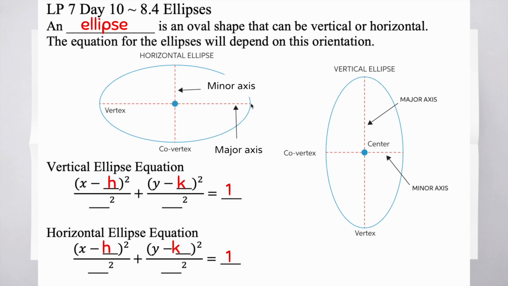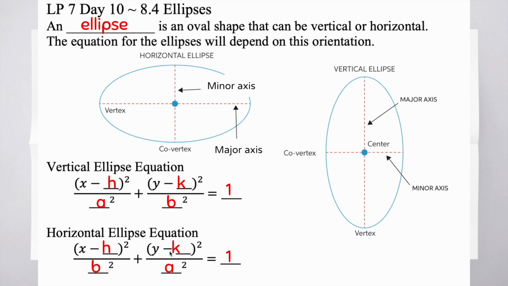a squared is always the half distance of the major axis, so the longer one, between the center and the vertex. On a horizontal ellipse, since it's going right and left, a is going to be under the x squared. You can think of the x-axis going right and left. So if the major axis is going right and left, then a is under x. But if it's vertical, the major axis is going from top to bottom, just like the y-axis, so now the a goes under the y. Make that connection however you need to remember it.